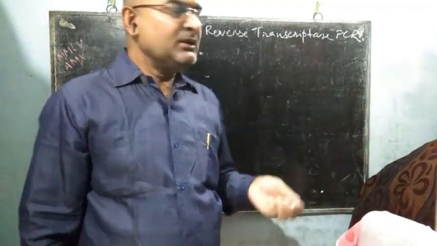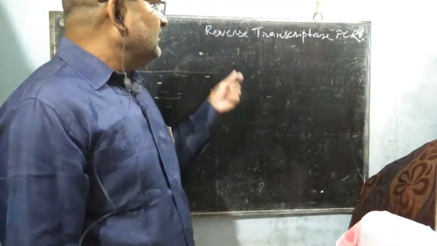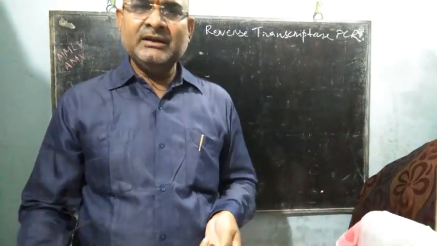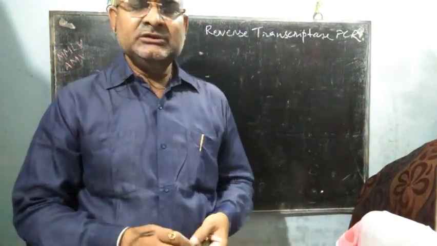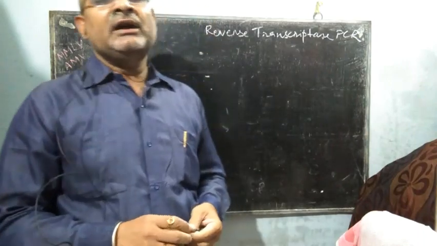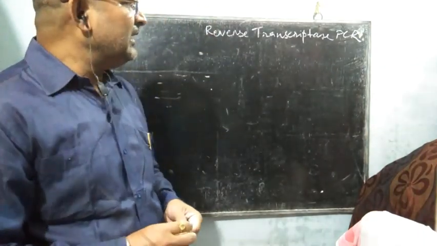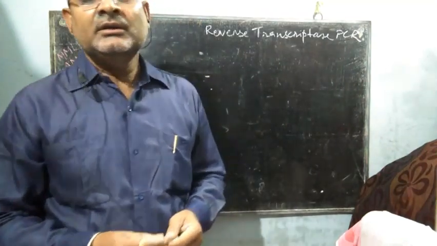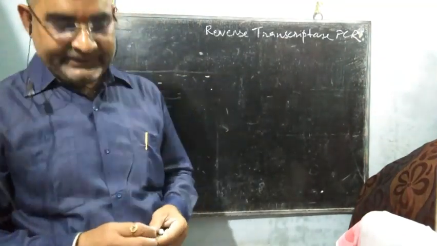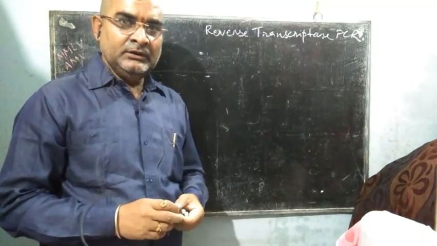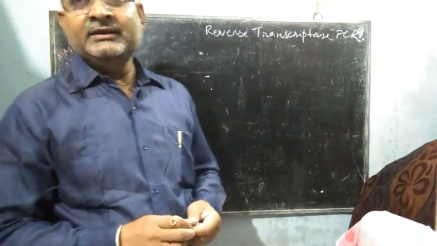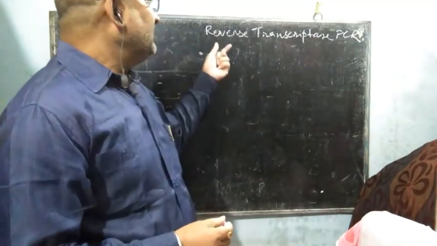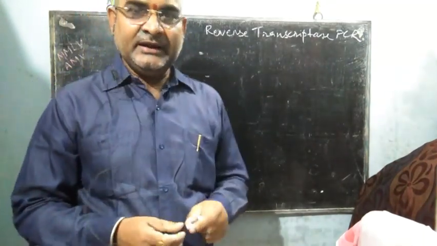Before the development of reverse transcription, the method which was used, and nowadays at present is also used in some laboratories for the identification and detection of RNA, particularly mRNA, is the northern blotting technique. But the northern blotting technique is superseded nowadays by the reverse transcription PCR technique.